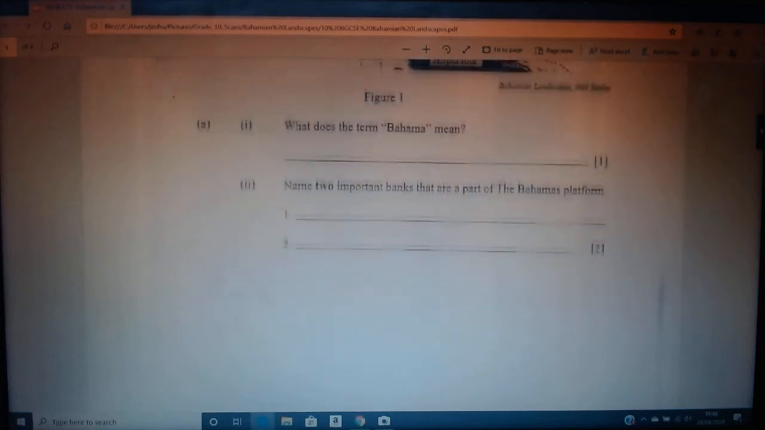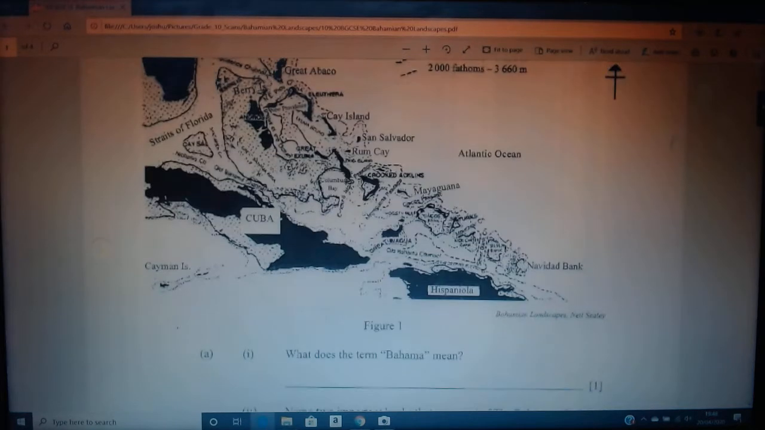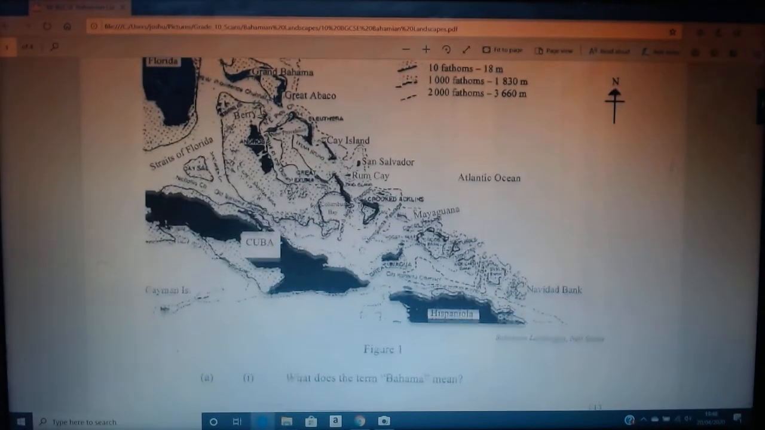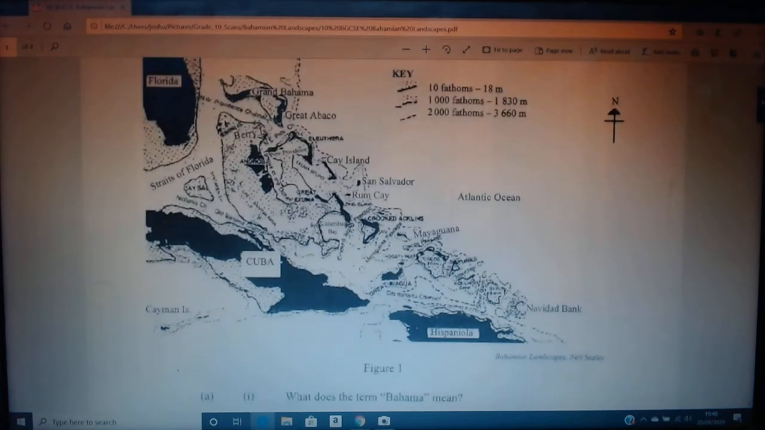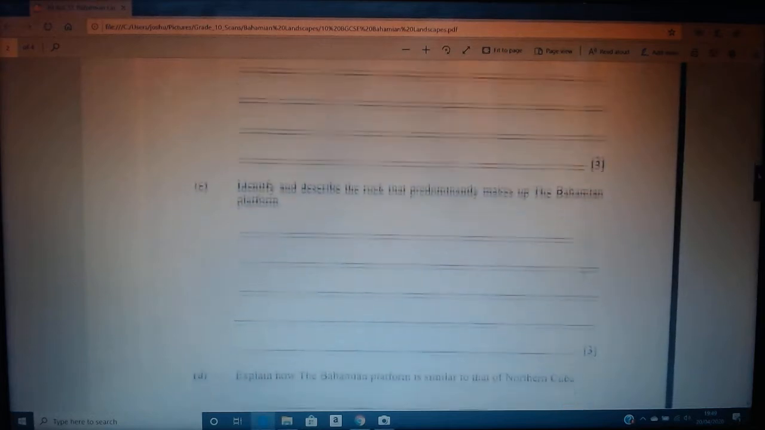Name 2 important banks. That was on page 7 of the Bahamian Landscapes textbook. You should probably be able to do that from the map above, but it'll be on page 7. B is on page 57 of Bahamian Landscapes. Again, pretty simple, but if you need help, page 57.